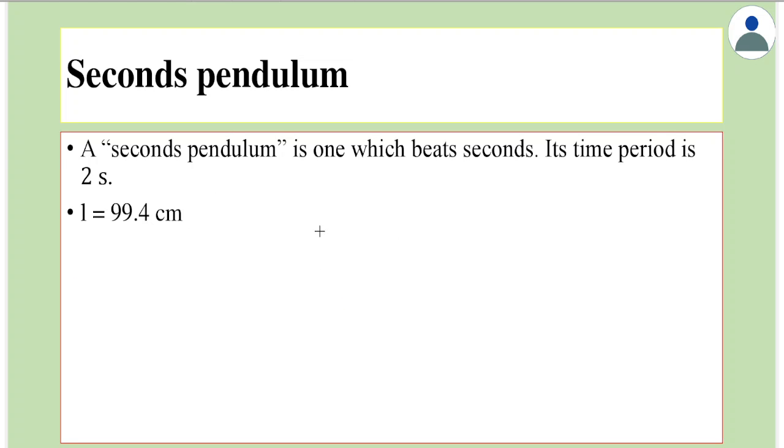In simple pendulum, there is one subtype of it which is called a seconds pendulum. As the name tells us, a seconds pendulum is one which beats seconds, which means its time period is 2 seconds. That's what is called a seconds pendulum. So if you have a pendulum, if you start from some extreme end, we have a bob somewhere here. If you start from some extreme end and leave it, for example from here we leave it, it goes till this point.